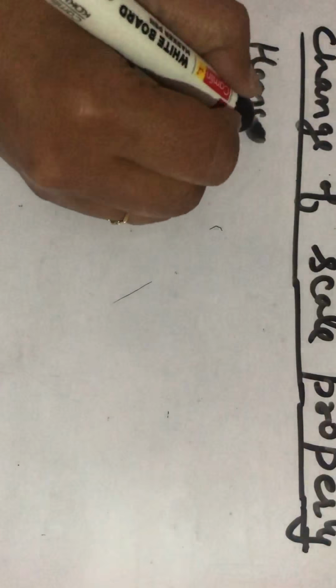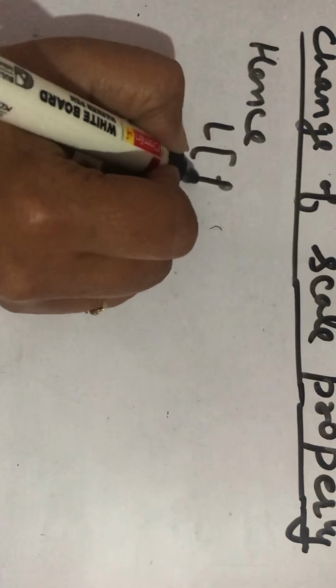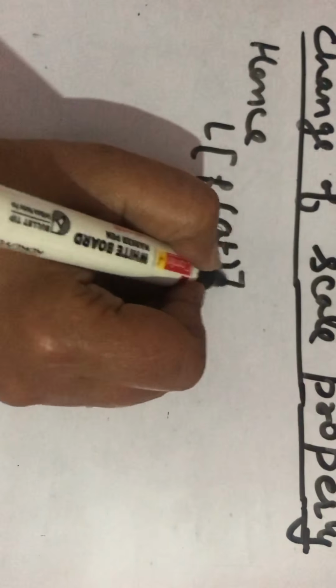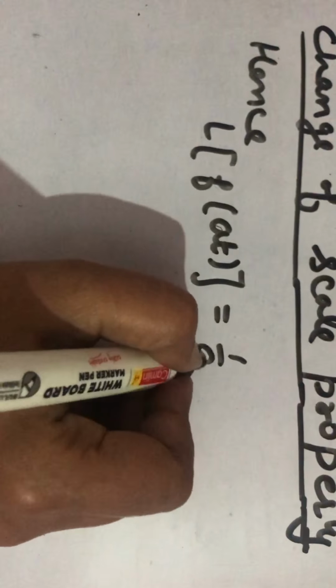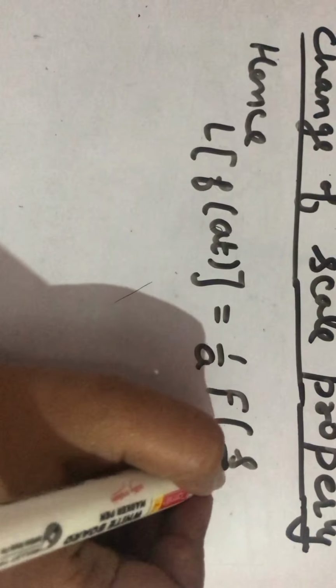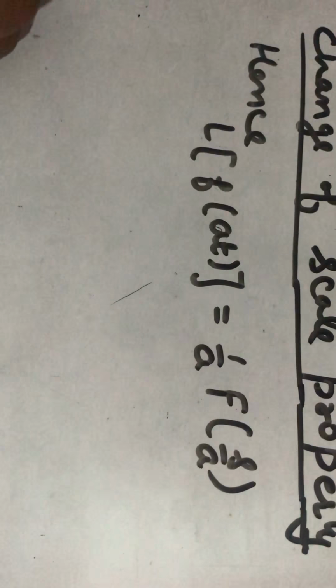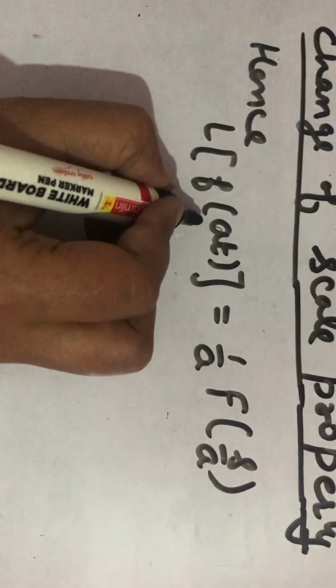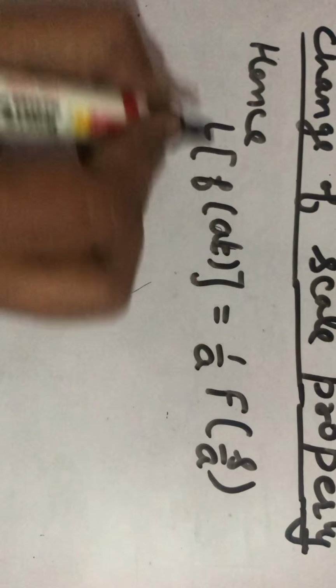Hence we get Laplace transform of f(at) as 1 by a F(s by a). This property is very useful in finding the Laplace transform of multiples of t.